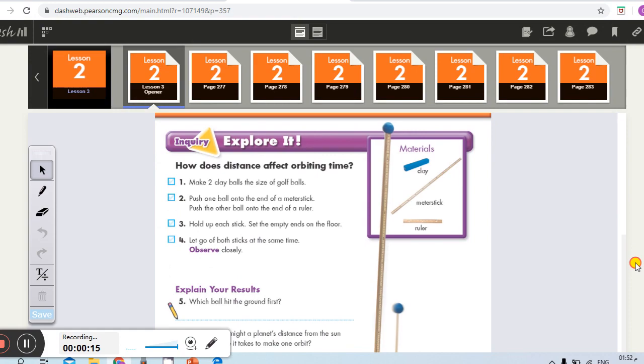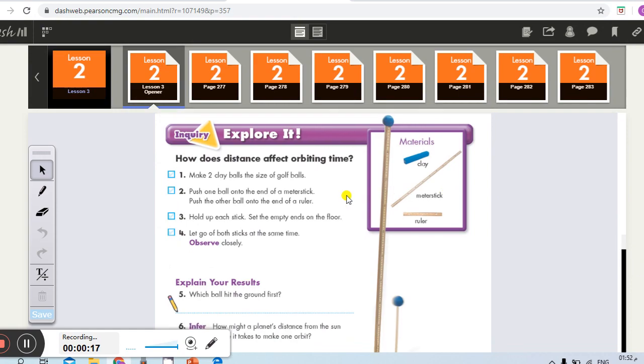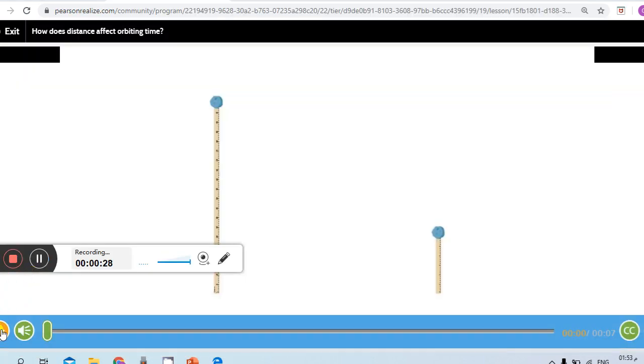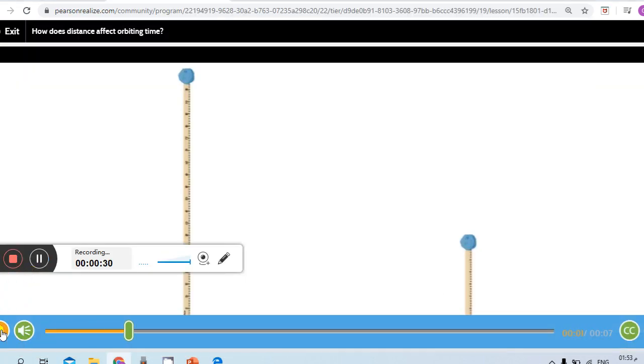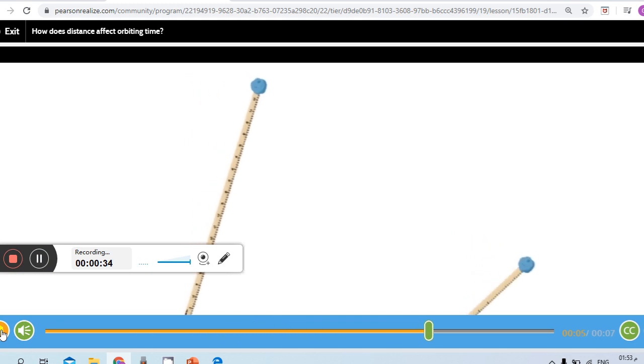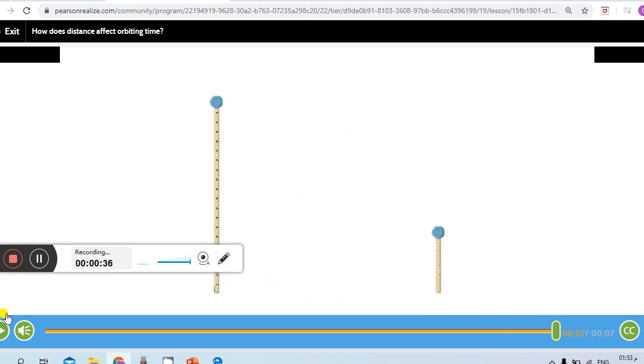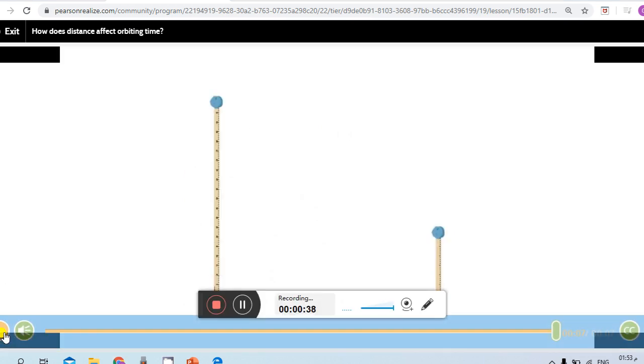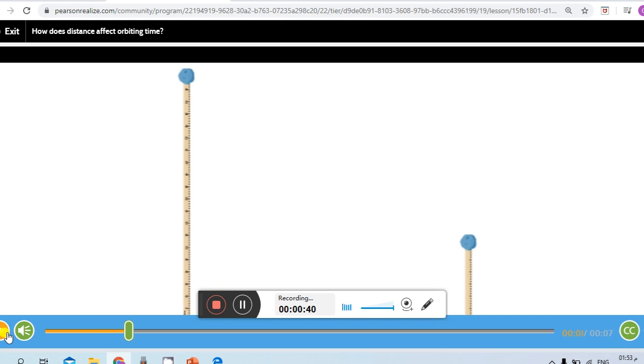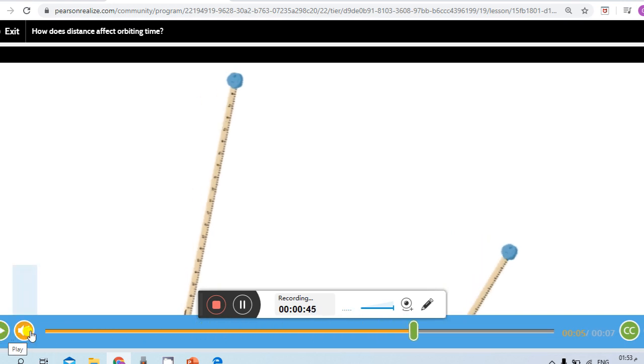In the Inquiry Explore It activity, they ask us to use 2 clay balls and 2 meter sticks of different lengths. How does distance affect orbiting time? Observe closely.